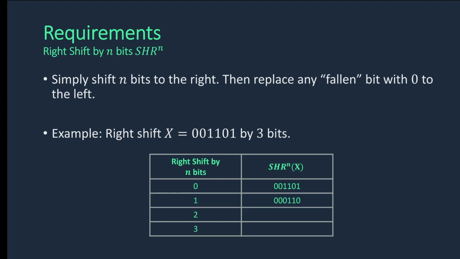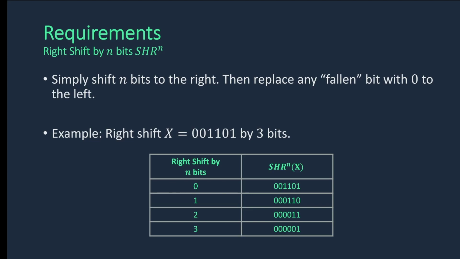And then again, if we want to shift this string to the right by 2 bits, now we have 0 on the right. Again, we're going to make it fall off the cliff, if you want to think of it that way, and then we replace it with another 0 to the left. And then the same idea again, we have 1 as our rightmost bit, and then it falls off the cliff, and then we're going to replace it with another 0 to the left. And that's what we get by shifting this string x by 3 bits to the right.